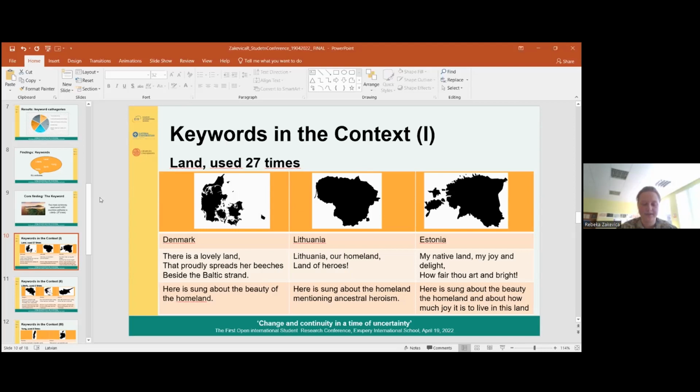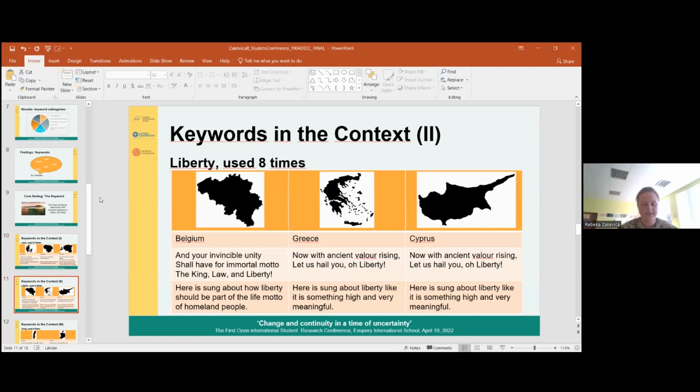So like I said, it is used 27 times, and it is in such country anthems as Denmark, Lithuania, and Estonia. "There's a lovely land that proudly spreads her beech beside the Baltic strand." Here is sung about the beauty of homeland. "Lithuania, our homeland, land of heroes." Here is sung about the homeland, mentioning forefather heroism. "My native land, my joy and delight, how fair through art and bright." Here is sung about the beauty of homeland and about how much joy it is to live in this land.